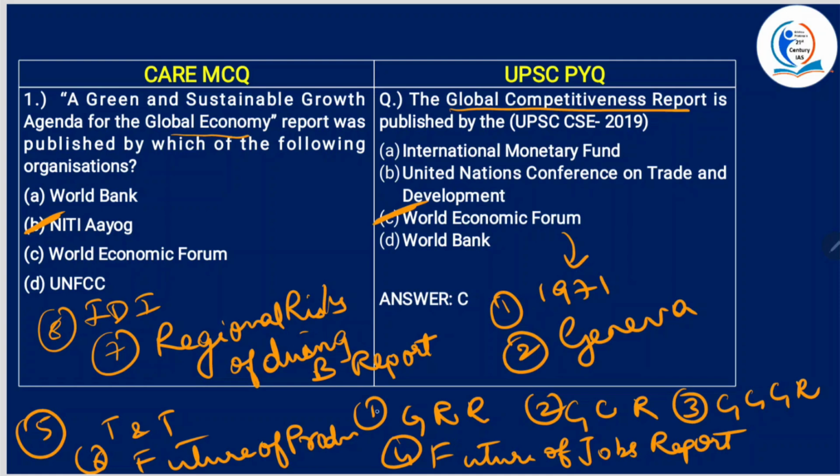What are those? It is Global Risks Report, then Global Competitiveness Report, then comes Global Gender Gap Report, Future of Jobs Report, Travel and Tourism Competitiveness Index, then Future of Production Report, then Regional Risks of Doing Business Report, and then it is IDI. What is IDI? Inclusive Development Index. Now, we'll get into the next article.